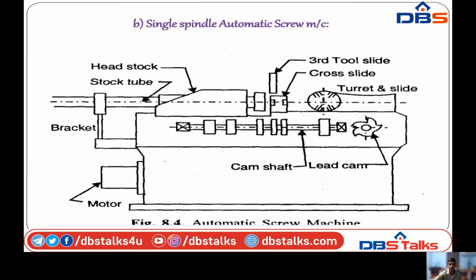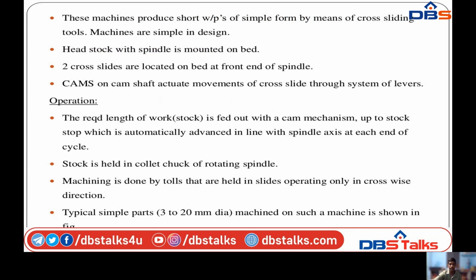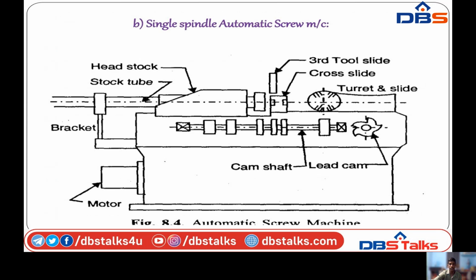The first one is the automatic cutting off machine. Then the single spindle automatic screw machine.